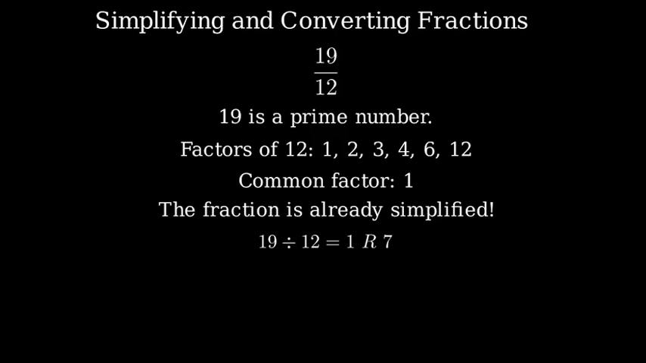The quotient, 1, becomes the whole number part of the mixed number. The remainder, 7, becomes the numerator of the fractional part, and the denominator stays the same. So 19 twelfths as a mixed number is 1 and 7 twelfths.